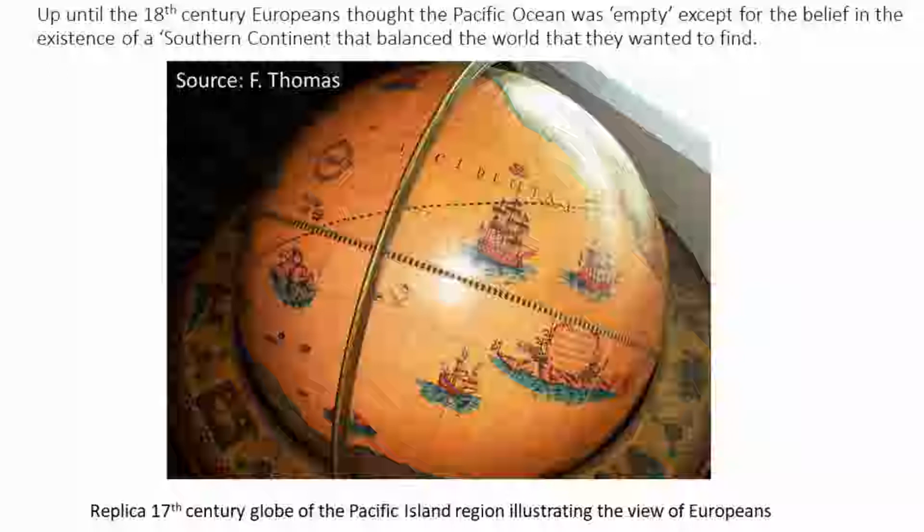So here you can see a photograph of a globe that indicates that Europeans thought, before they discovered, which they didn't, of course, there were already people there, that the Pacific Ocean that we know now was empty and that there was a continent in the south at the bottom that kept the Earth in balance. There was nothing in between. So here you can see a globe that indicates this.